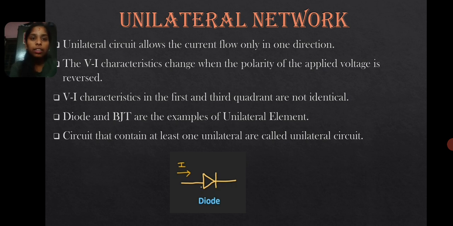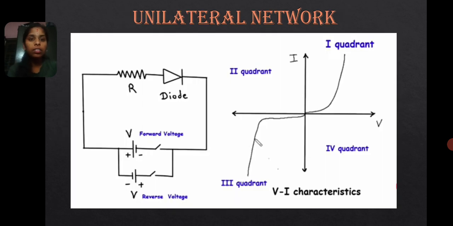Unilateral network. A unilateral circuit allows current flow only in one direction. The VI characteristics change when the polarity of the applied voltage is reversed. VI characteristics in the first and third quadrant are not identical. Diode and BJT are examples of unilateral elements. Circuits that contain at least one unilateral element are called unilateral circuits. Diode. This is the circuit and VI characteristics.